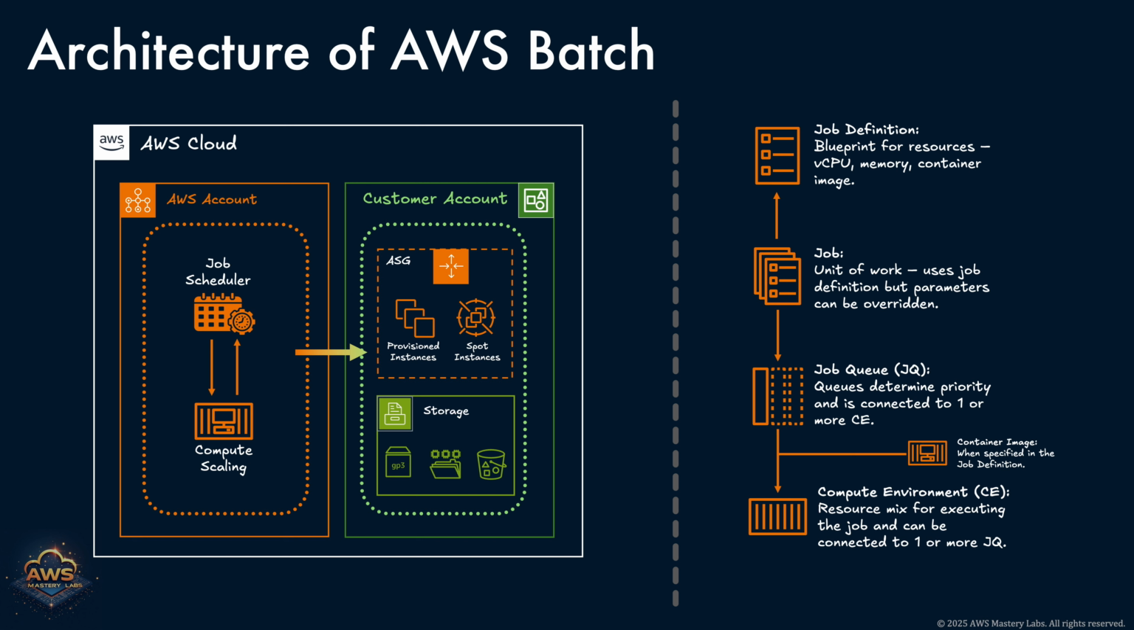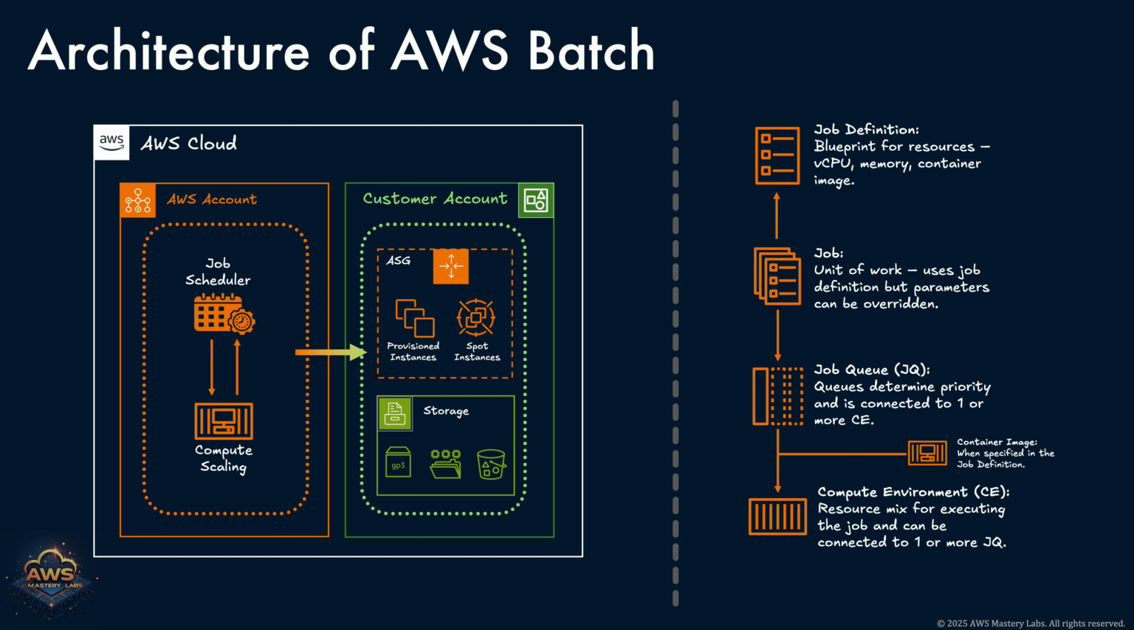The job is then sent to a job queue, which organizes and prioritizes jobs based on their assigned compute environments. Each compute environment represents a collection of EC2 or Fargate resources available for executing jobs. These environments can be linked to multiple queues, providing flexibility and redundancy. Once scheduled, the job is launched into its compute environment, where the specified container image is pulled and executed. AWS Batch continues to monitor the job's status, handling retries, logging, and teardown automatically upon completion.